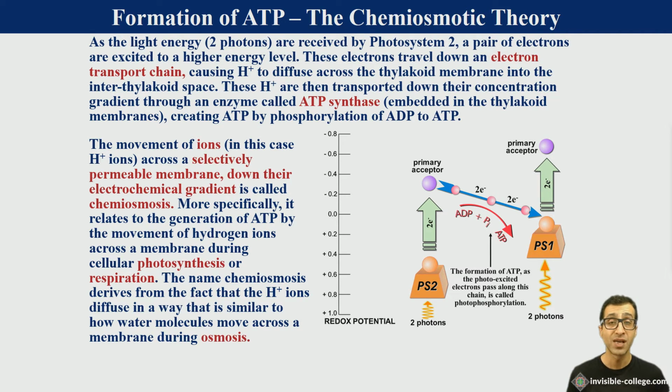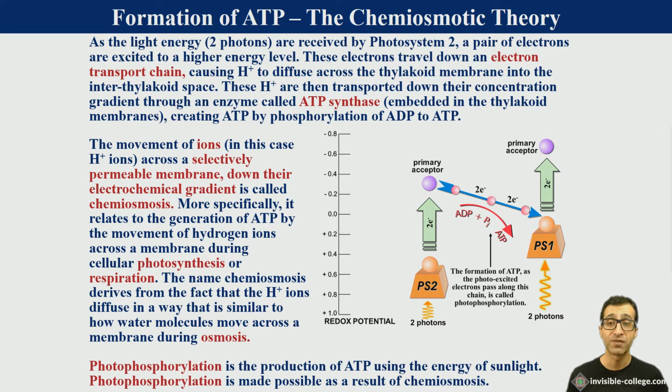movement of water molecules down their concentration gradient across a selectively permeable membrane. But here we're not talking about the movement of water molecules, we're talking about the movement of hydrogen ions, and so this is termed chemiosmosis. So chemiosmosis is essential to the generation of ATP in this context, but also in the context of cellular respiration as well. Now this derives from the fact that hydrogen ions diffuse in a way which is similar to how water molecules diffuse in osmosis. So photophosphorylation is the production of ATP using the energy of sunlight, and photophosphorylation is made possible as a result of chemiosmosis.